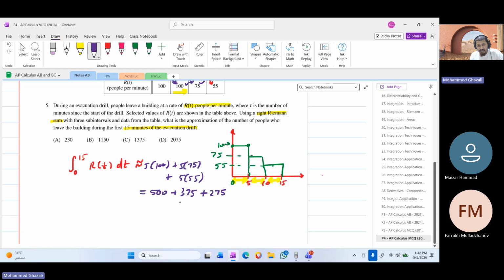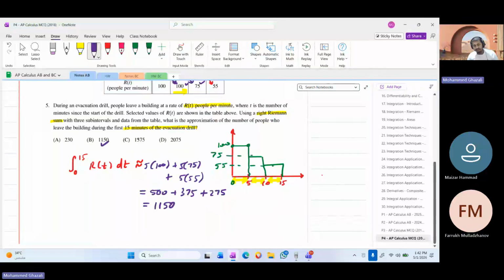Yeah, that should be fine. Now, 375 plus 275, 75 plus 75 is 150. Then you got 500 plus 300 plus 200. That's 1,000. 1,000 plus 150. So 1150. So B. Are we good?